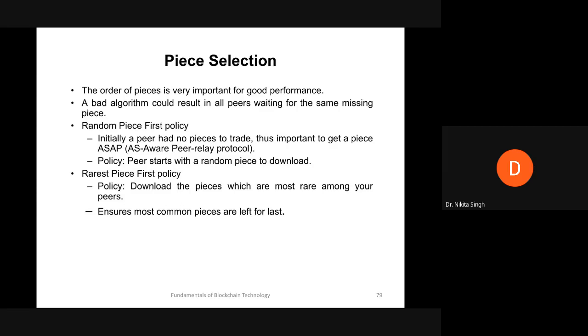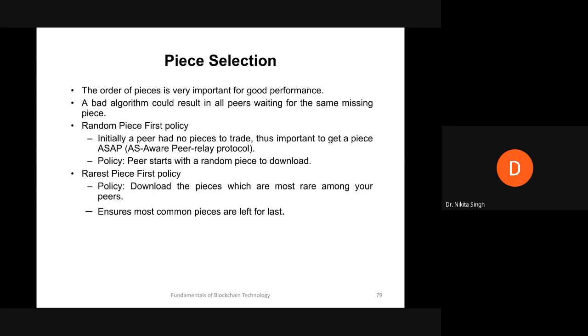So which is why at the beginning, what you need to do is do your best to get one piece so that you can start the uploading of this piece to other nodes. And after that, you can go for the rarest first. So in the piece selection algorithm, we have identified two policies.